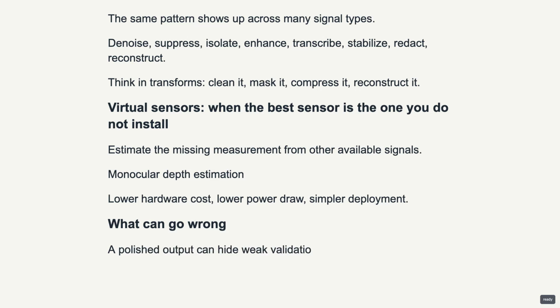A system can blur too little, reconstruct too confidently, or behave well in a demo and poorly in real use. Those failures matter because a transformed signal can give a false sense of correctness.